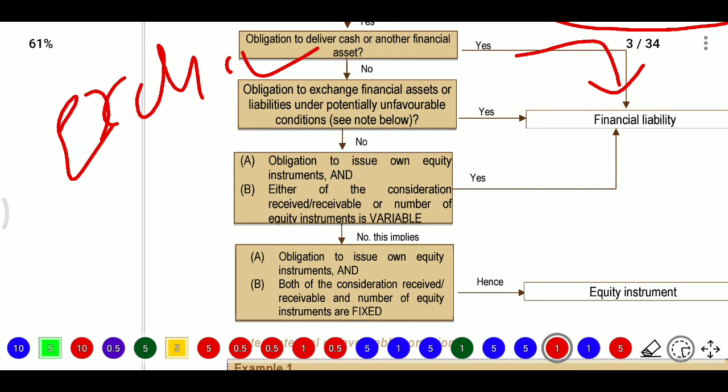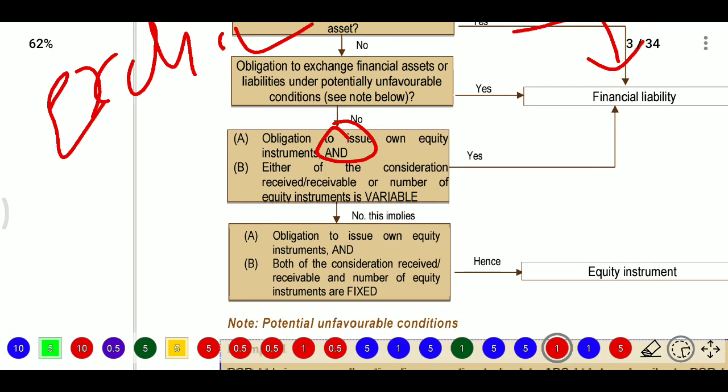And we have an obligation to issue own equity shares where either the consideration received or receivable or the number of equity instruments is variable. If it is variable, it will become a financial liability. If the number of equity instruments is fixed, then it will become an equity instrument. So we will see that.